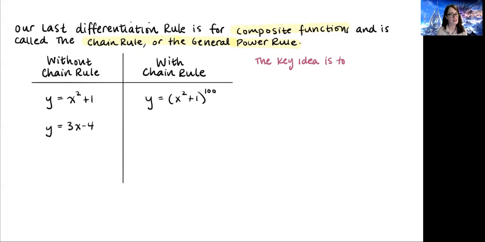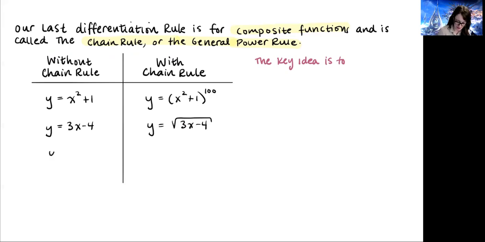Y equals 3x minus 4. We can differentiate that. But what if we were looking at a function where we had the square root of 3x minus 4? We know how to differentiate the square root of x by rewriting that as a power, but now we have something as the base that is more than x. We don't have a rule for this yet.